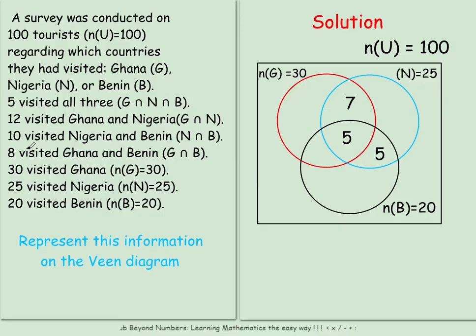Now you also have 8 visiting Ghana and Benin. So all this circle here is your Ghana, and this is your Benin. If all this portion here represents 8, and you already have 5 here, then you'll be left with just 3 here, which you'd put over there. Now, we have all the information on the Venn diagram.